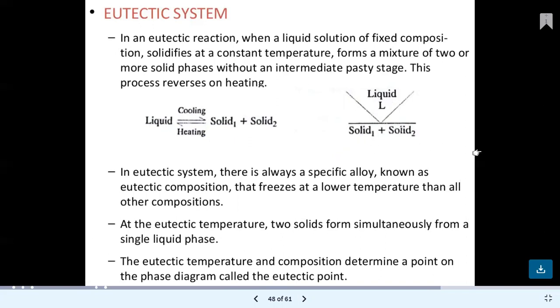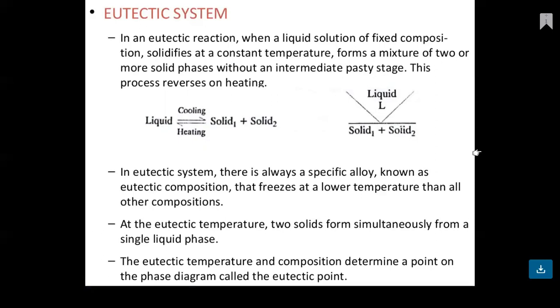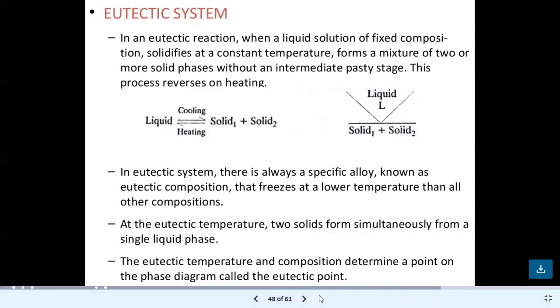In a eutectic system, there is always a specific alloy known as the eutectic composition that freezes at a lower temperature than all other compositions. At the eutectic temperature, two solids form simultaneously from a single liquid phase. The eutectic temperature and composition determine a point on the phase diagram called the eutectic point.